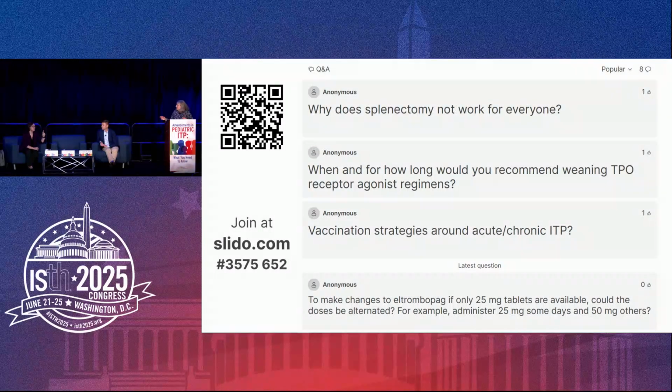Although if they're already hypogam, exactly. When you're thinking about rituximab, you might as well give them rituximab. Yeah, if they're already hypogam, their B cells are already broken, so just get rid of them. And that's what I do in patients with 22q deletion, actually.